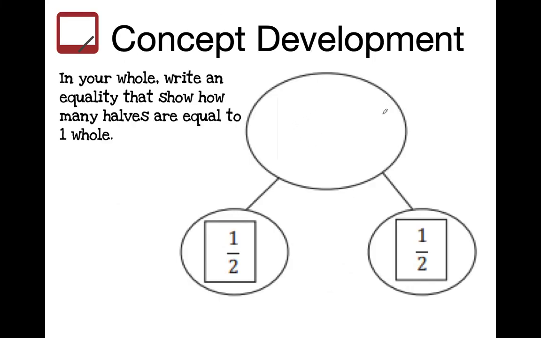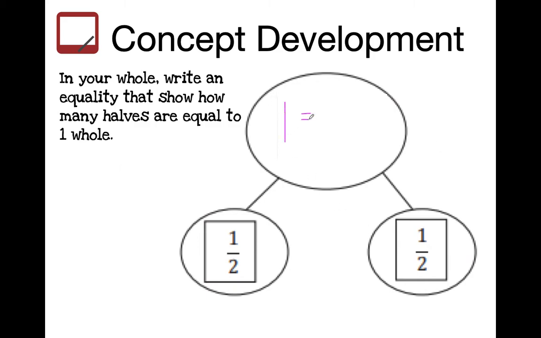So today we're looking at number bonds. We're going to look back at number bonds and see how that helps us think of our wholes. So it says in our whole, we're going to write the equality that shows how many halves are equal to 1 whole. So on your paper, I would like for you to draw your number bond, and you're going to draw one big circle with 2 legs, and in each of those are going to be 1/2. So I'm telling you that 1/2 and 1/2 is equal to 1 whole.